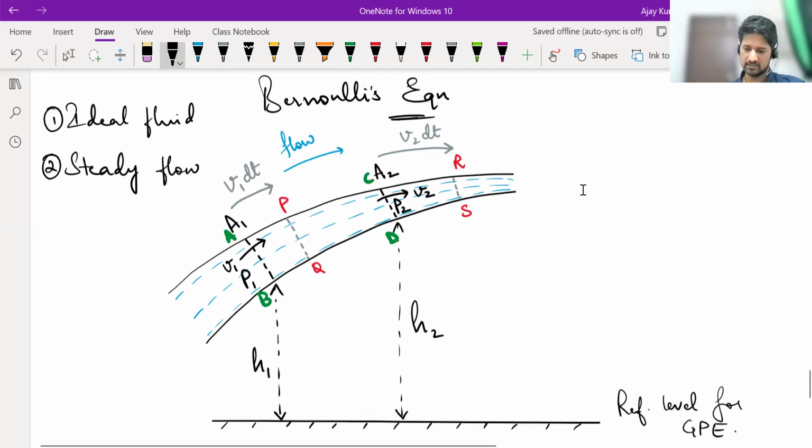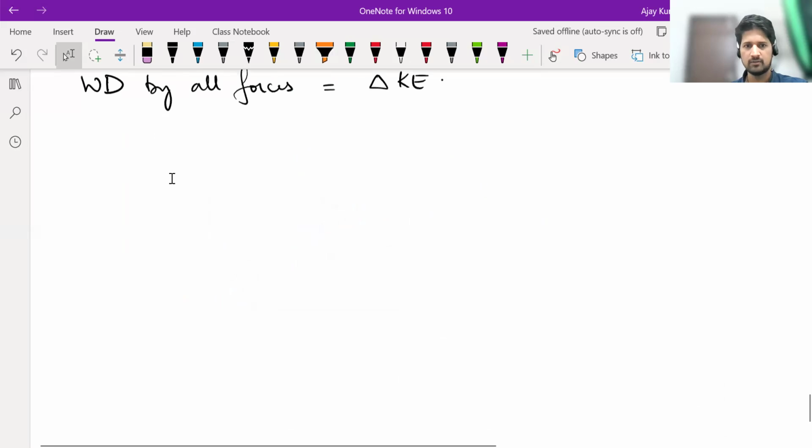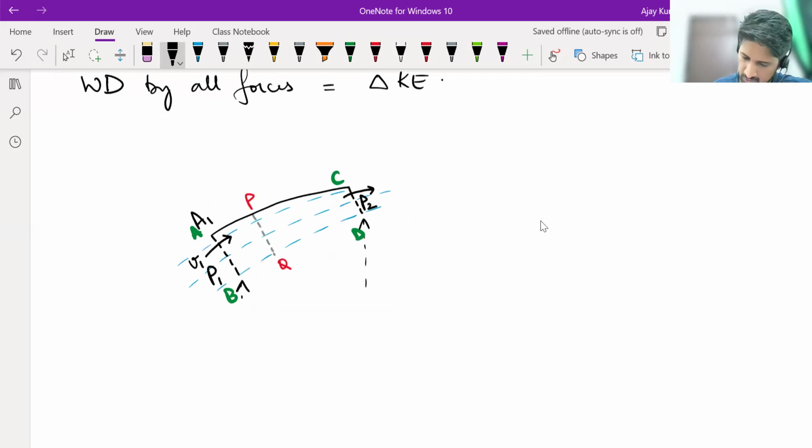Now, what is the system that we are considering here? The system is the part of the liquid. Let me show it separately. Let's consider the part of the liquid between AB and CD itself. It has a boundary also. This part of the liquid is what we are interested in, what we are applying the equation to. So let's treat this as an object now.